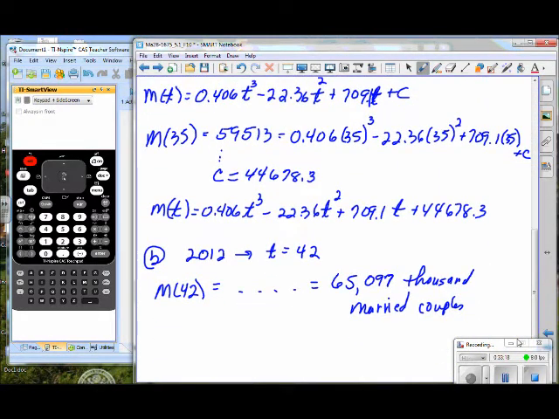Okay, so what we've done in this section is to look at the antiderivative and then find some problems where we need to use the antiderivative in order to find our original function that we are wanting to ask questions about, such as this one: how many married couples in 2012?